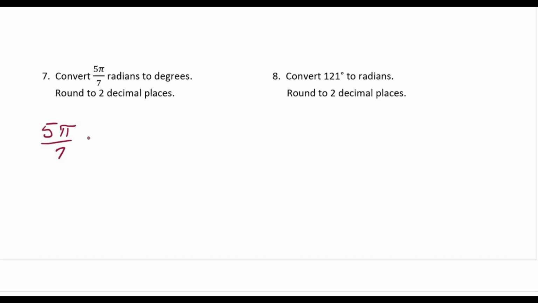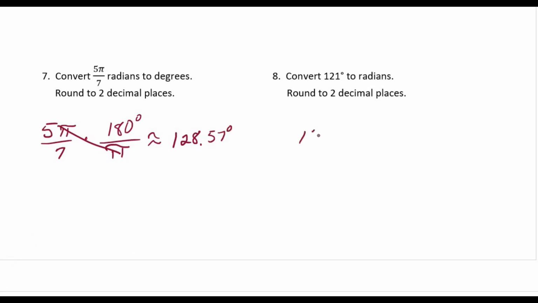Here I have 5 pi over 7 radians that I'm converting to degrees, and I'm going to round to 2 decimal places. I'm going to be multiplying by 180 degrees over pi. So the pi's are going to cancel, so you could just put 5/7 times 180 into the calculator, and you're going to get approximately 128.57 degrees.